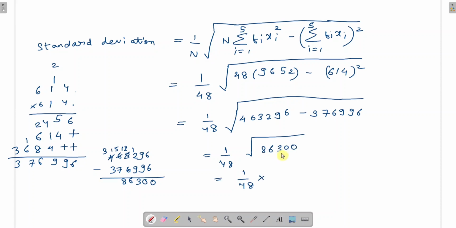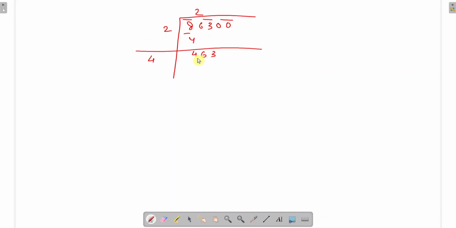So 1 by 48 root of 86300. Okay, let us take the root of 86300. So 2 times 2 is 4, right? 2 digits we have to select. So 2 times 2 is 4. So 4 remains. Each we have to double 4. Then 6, 3 we can take it down here.